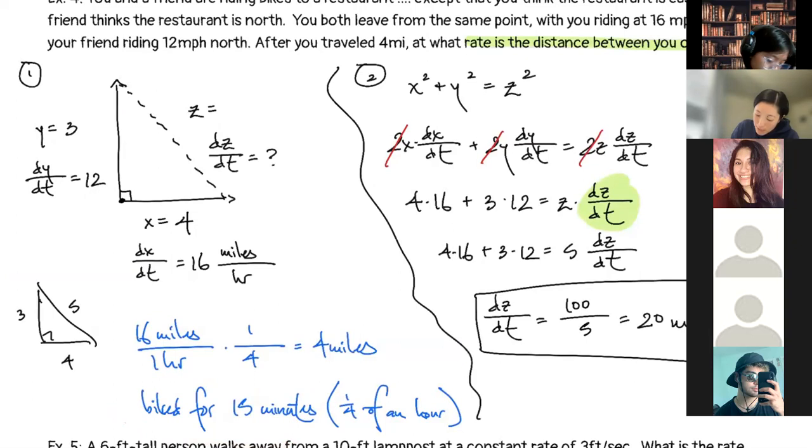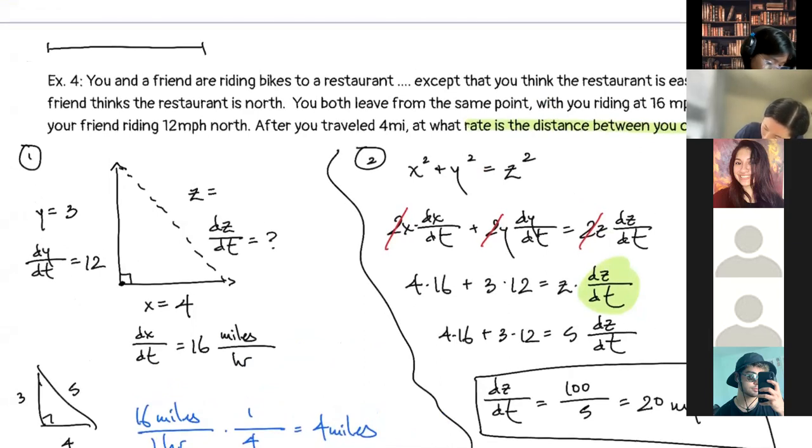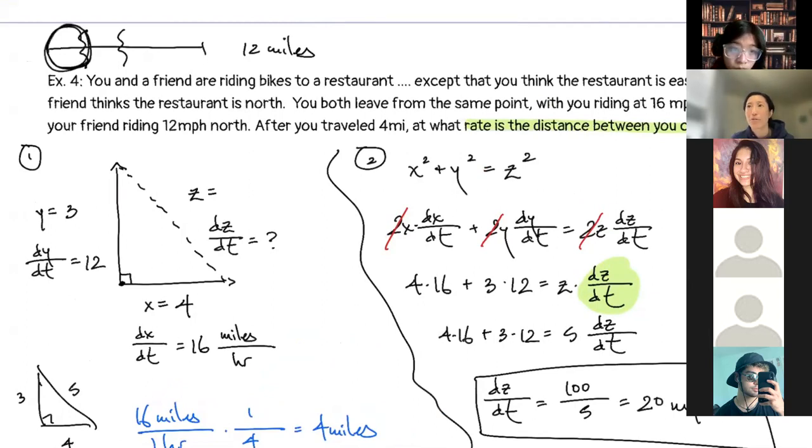So if your friend is biking 12 miles per hour, that means in 1 hour they go 12 miles. How far did they go in half an hour? Yes, it's half, right? So in half an hour, they only go 6 miles. But in a quarter of an hour, that 15 minutes, they only go 3 miles. Okay, cool.